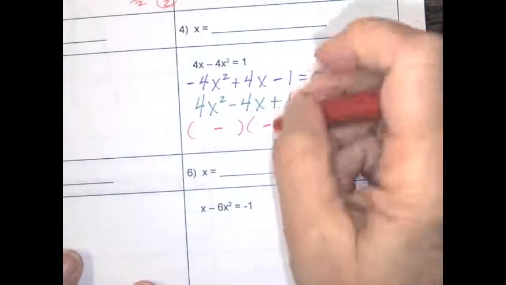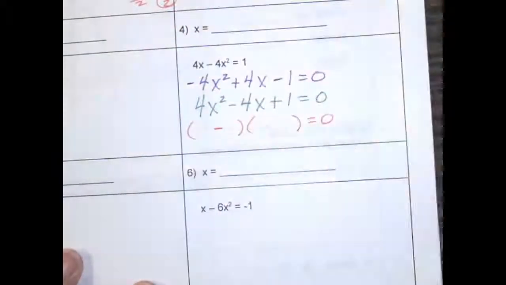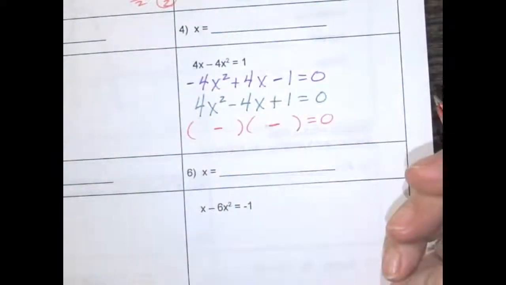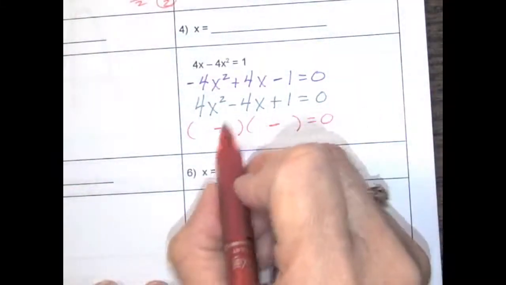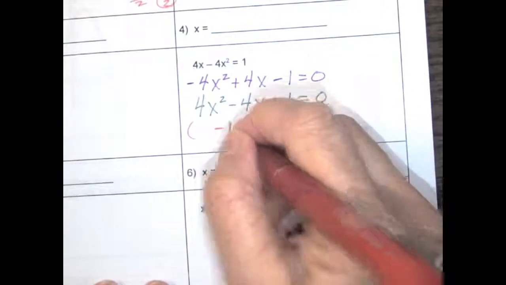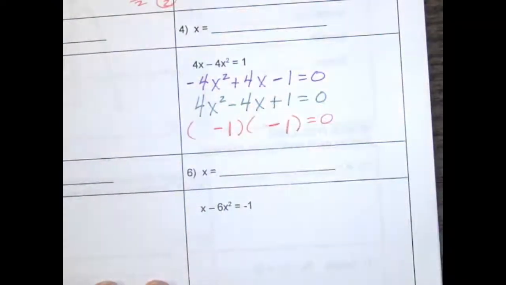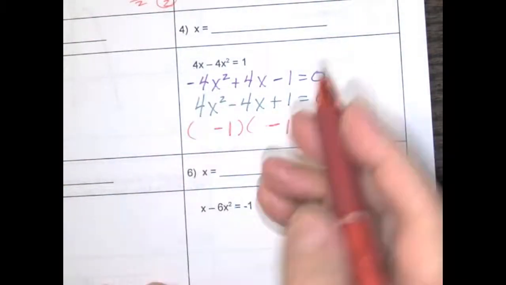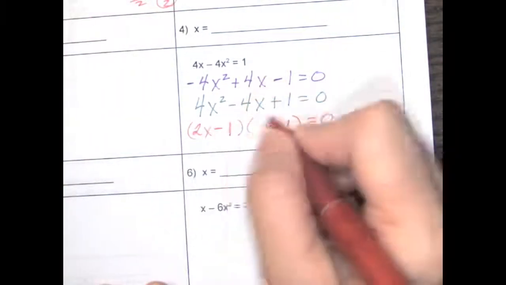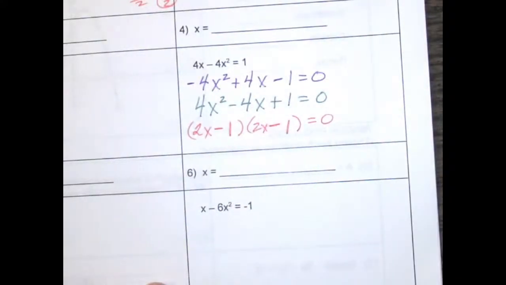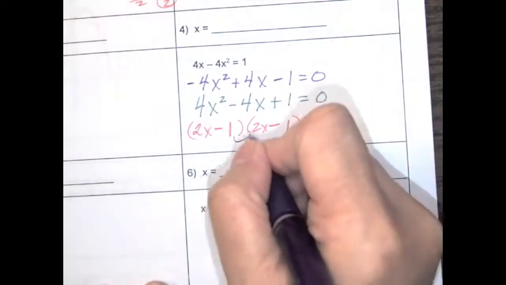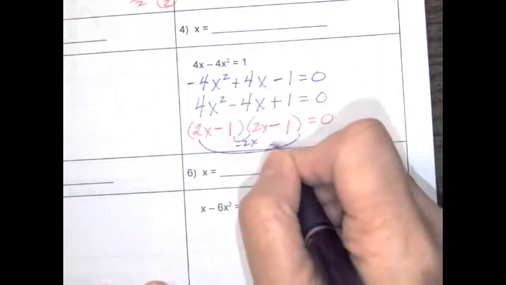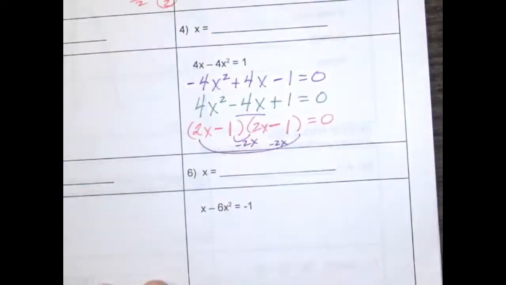If you want to do it the bottoms up method or the box, you can. If this has to be 2 negatives, the only thing that can be here is 1. 1 times 1 is 1. So then square root of this is 2x. It looks to me like this is going to work. 2x minus 1 times 2x minus 1, because if you check your smiles, you get a negative 2x and another negative 2x, which adds to the negative 4x.